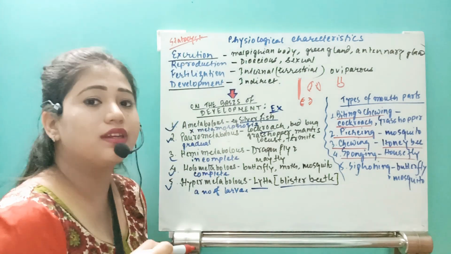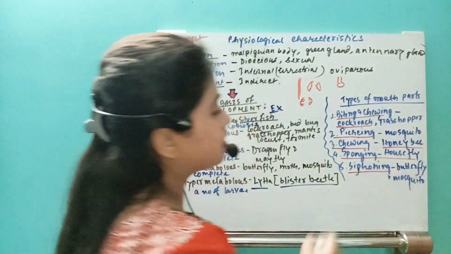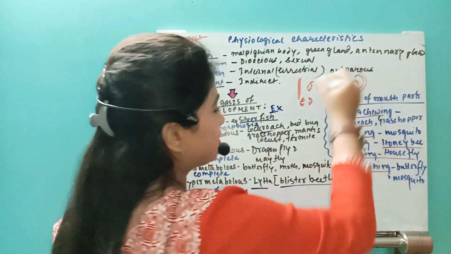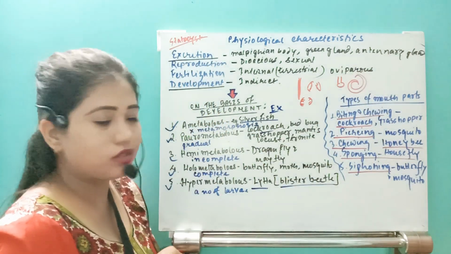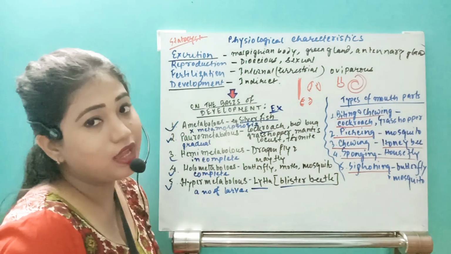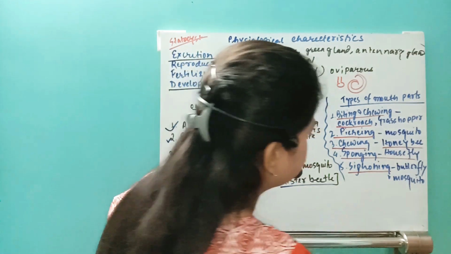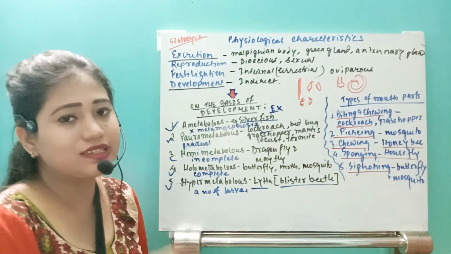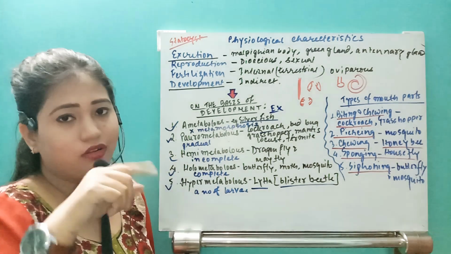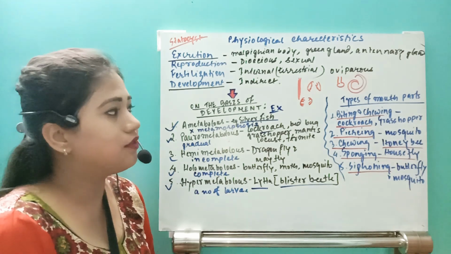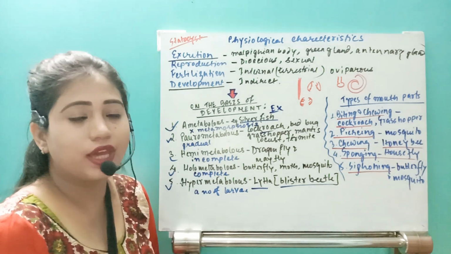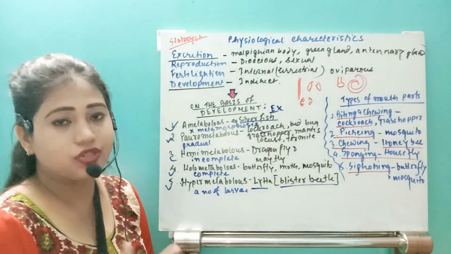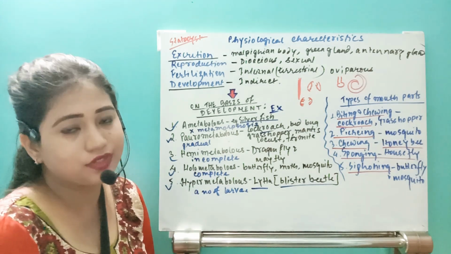And the last one is the siphoning type of mouth part, which is present in butterflies. It will be just like that, a curved structure. So this is the butterfly. So these are the different types of mouth parts. Okay, remember that. These are the different physiological characteristics we have seen.